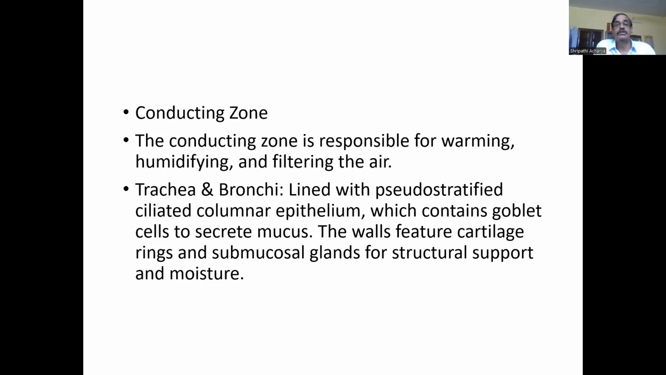Conducting zone. The conducting zone is responsible for warming, humidifying, and filtering the air. Trachea and bronchi. Lined with pseudostratified ciliated columnar epithelium, which contains goblet cells to secrete mucus. The walls feature cartilage rings and submucosal glands for structural support and moisture.